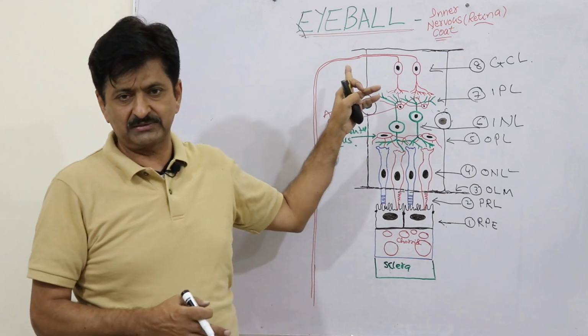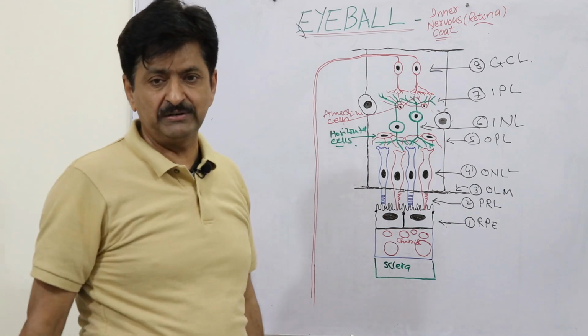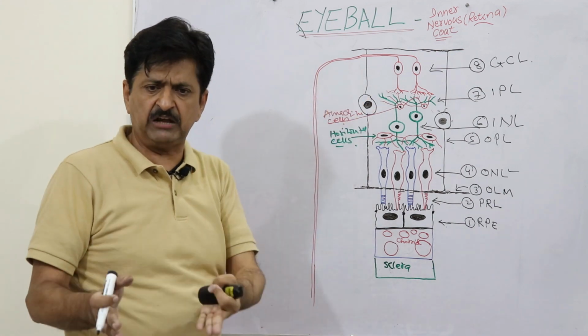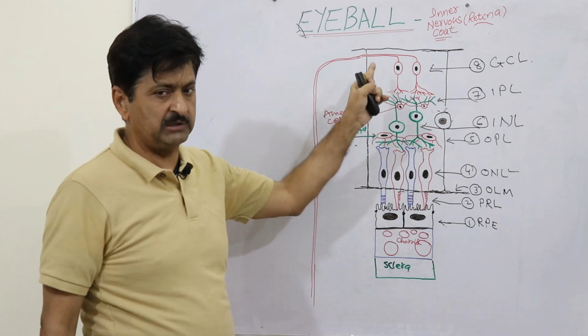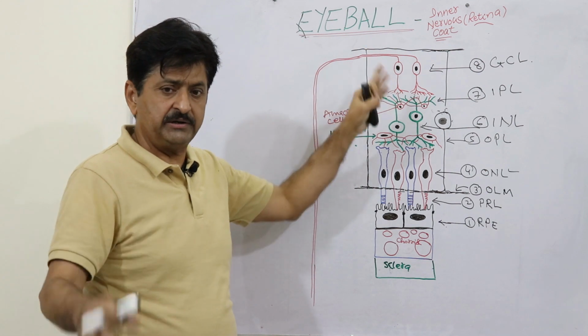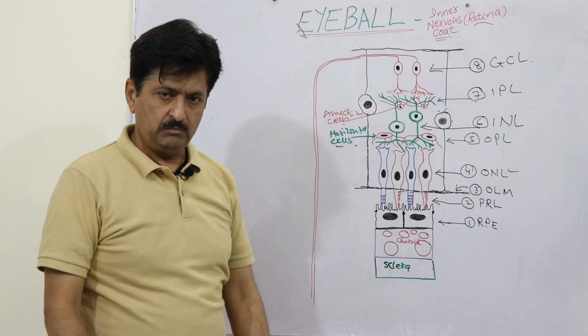Here we do not call them tracts, we call them optic nerve fibers, not even optic nerve. These fibers are optic nerve fibers; the nerve should be myelinated, but not the fibers. As long as the fibers are in the retina, they are unmyelinated, but once they leave the optic disc and come outside, they are myelinated.